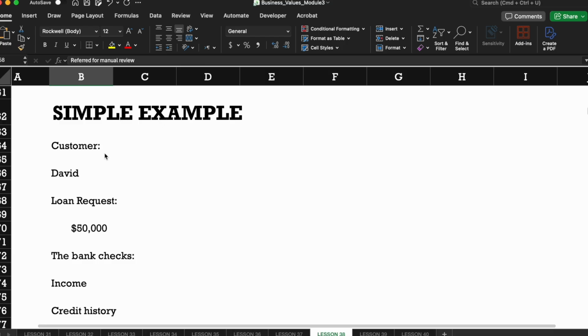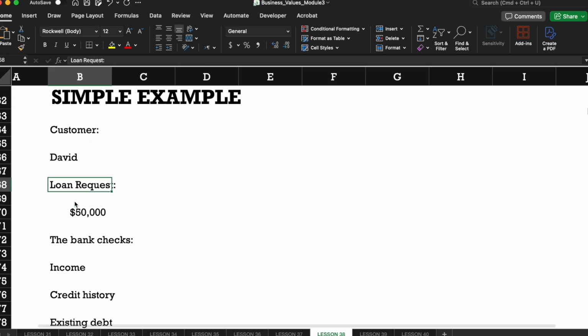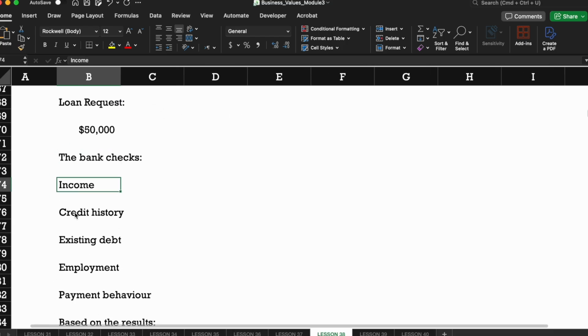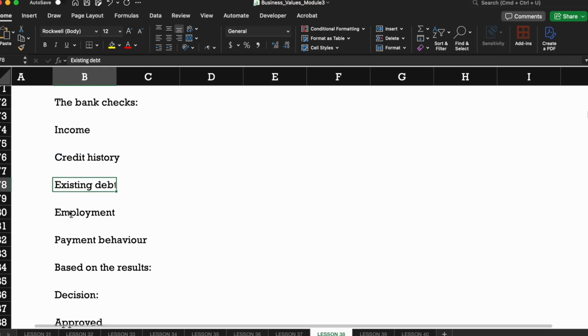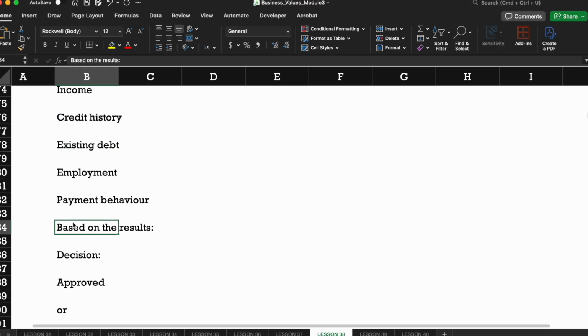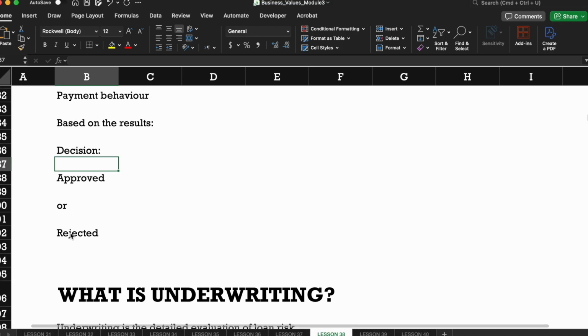A simple example: customer David requests a 50,000 loan. The bank checks income, credit history, existing debt, employment, and payment behavior. Based on the result, the decision is approved or rejected, right?